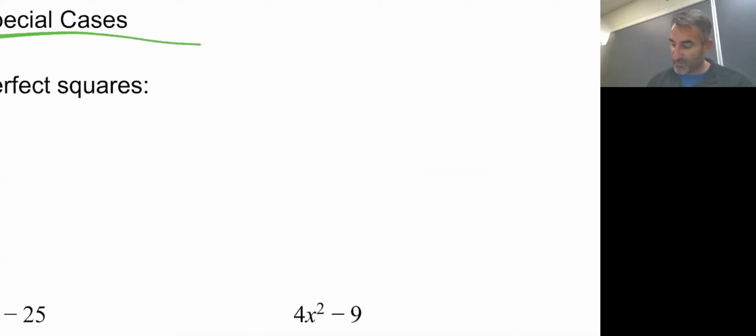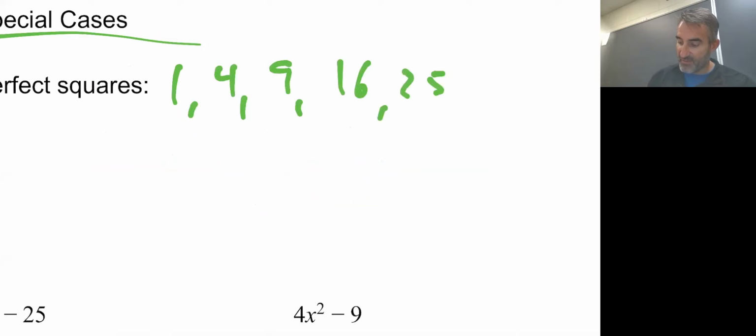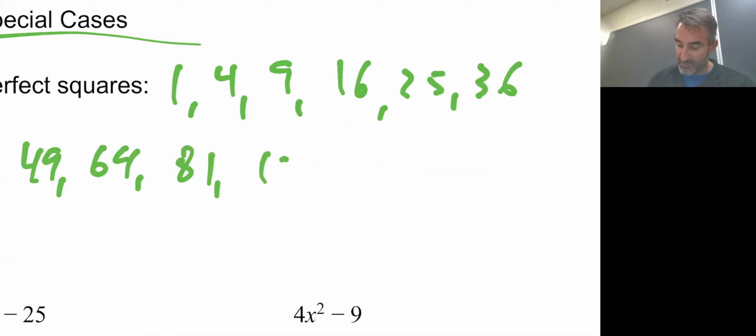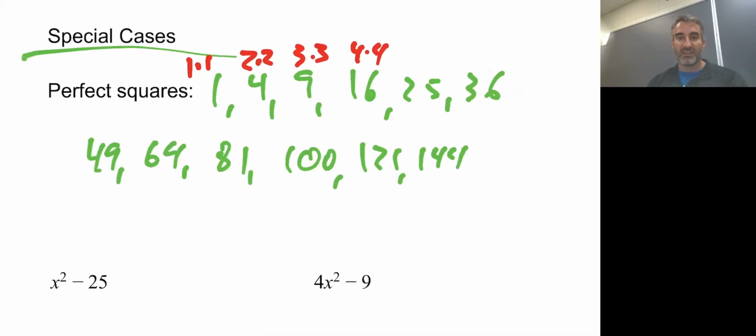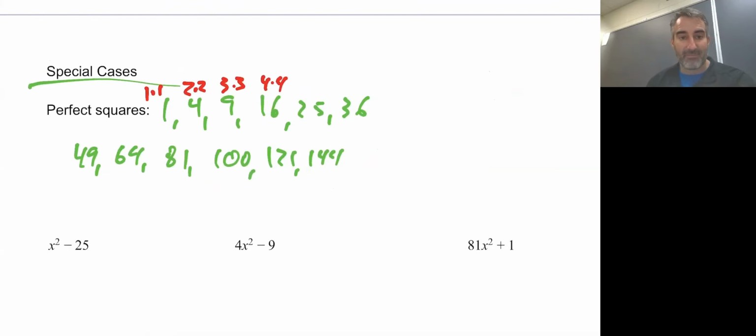So first things first, perfect squares. These are the perfect squares: 1, 4, 9, 16, 25, 36, 49, 64, 81, 100, 121, 144. Now, why are they perfect squares? Because it's 1 times 1, 2 times 2, 4 times 4, et cetera. You're multiplying the same thing to get that product.